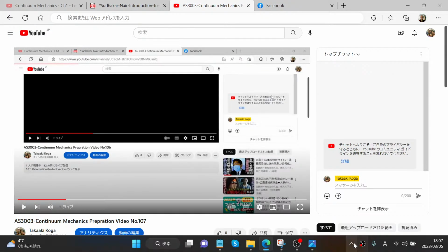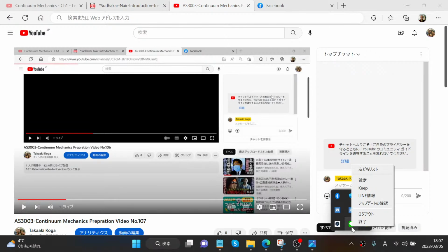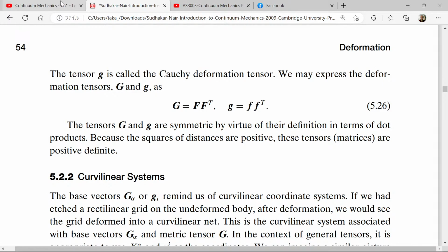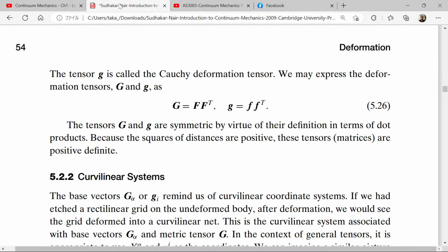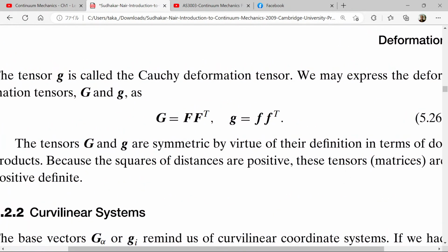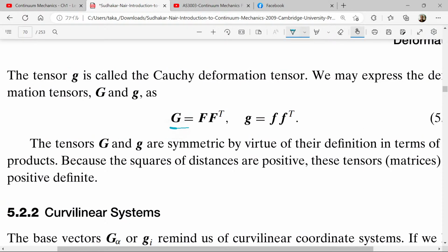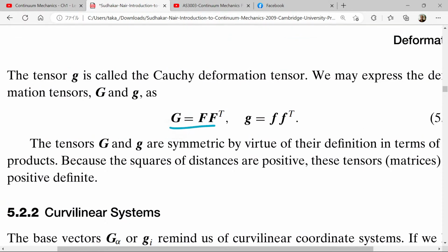So I think, okay, so now we consider this one, right? I have the same book. See, I try to confirm this relation. Okay, this one: G equals F F transpose. Small g is small f f transpose, right?